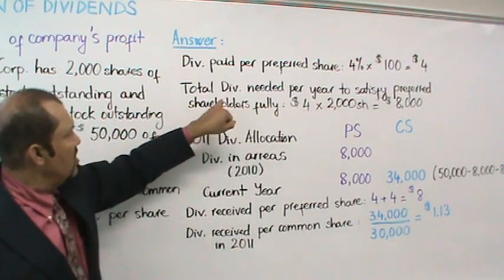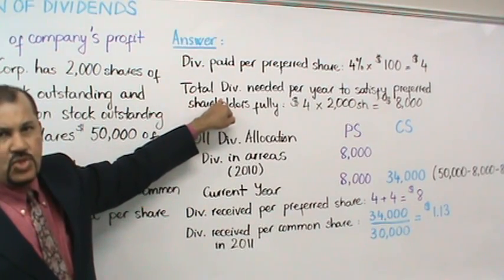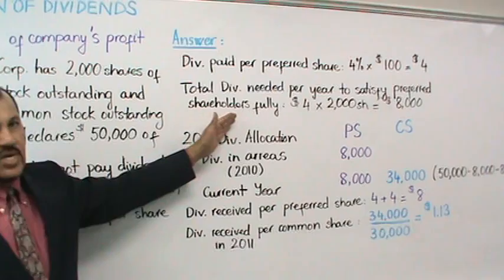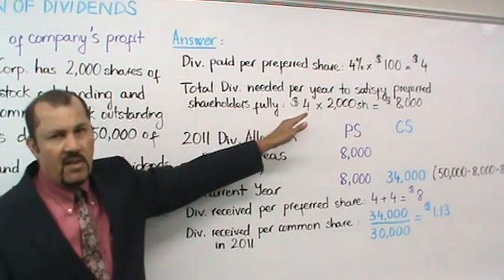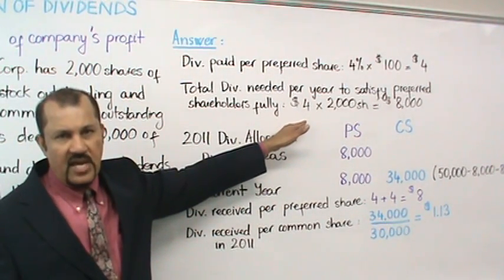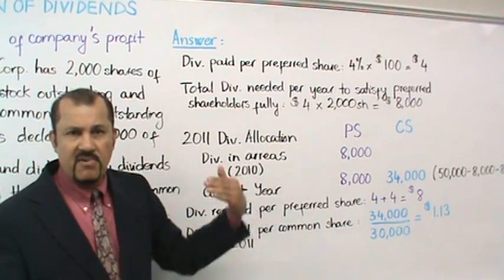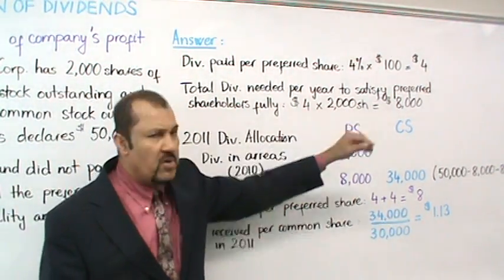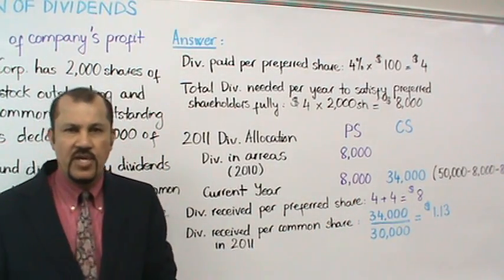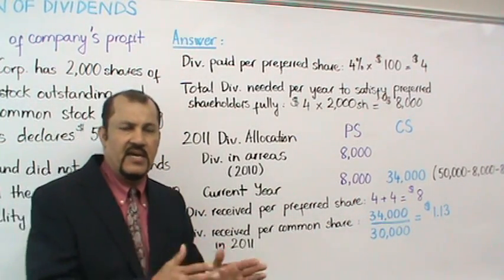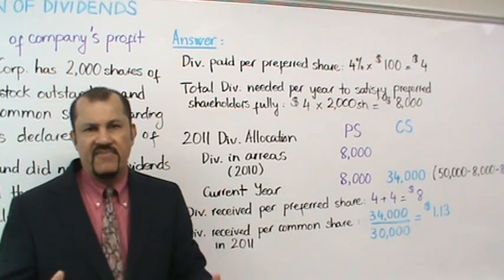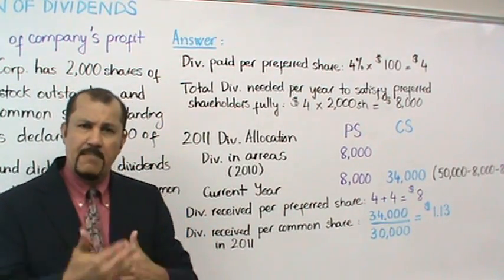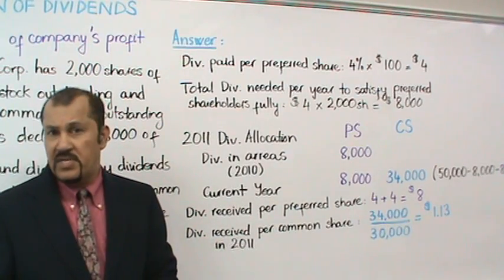That's $4. So the next line here says total dividends needed per year to satisfy the preferred shareholders fully. That would be $4 for each preferred share multiplied by the number of preferred shares outstanding, which in this example is 2,000 shares. So it would require $8,000 each year for the company to satisfy its preferred shareholders fully. But if you recall, in this example, the company did not pay out any dividends in 2010.